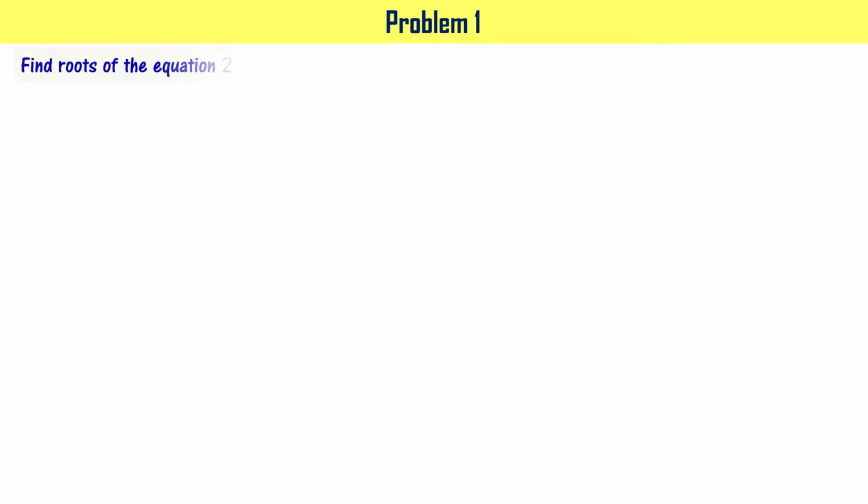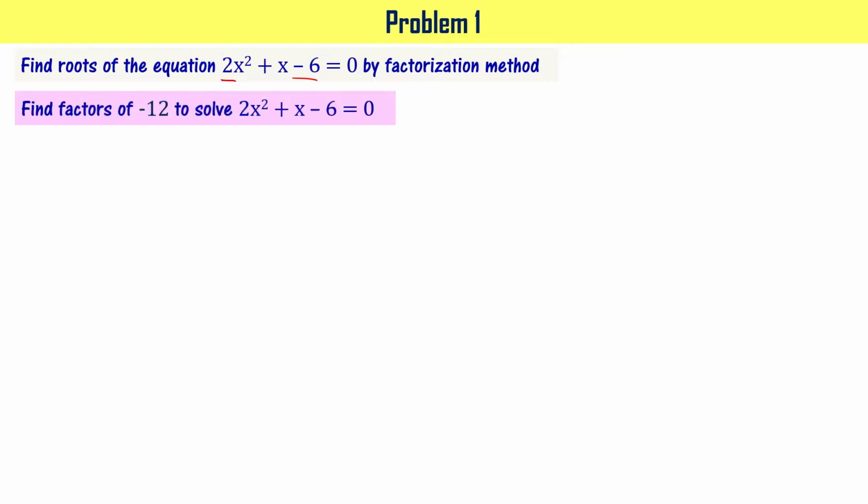Problem number 1. Find roots of the equation 2x² + x - 6 = 0 by factorization method. To do that, we have to find factors of 2 times -6, that is equal to -12, right? We have to find factors of -12 to solve this equation.